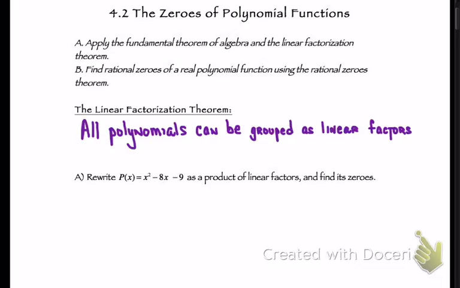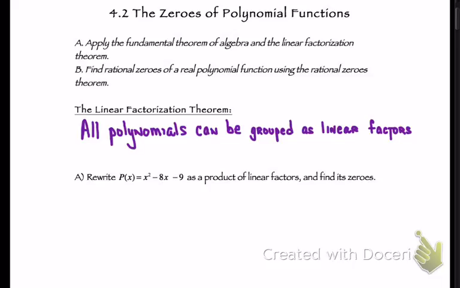So that means that every single polynomial, which hopefully you understand these are polynomials, every single polynomial can be grouped as a linear factor, aka x to the first power. We can group every single one of them. So, I start you off pretty basic. Take a look. Letter A. Write that as a product of linear factors and find its zeros.